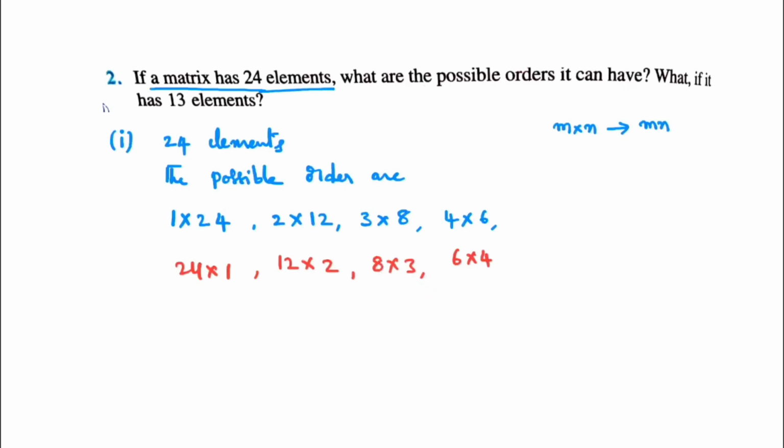Okay. Now the second bit is also there. What is that second bit? If a matrix has 13 elements, look here. If a matrix has 13 elements, okay. 13 is a prime number. So 1 by 13 is one matrix. In that, the number of elements is 13. And what is the other one? The other one is 13 by 1. I hope you understand this, right? With this, the second question is completed.